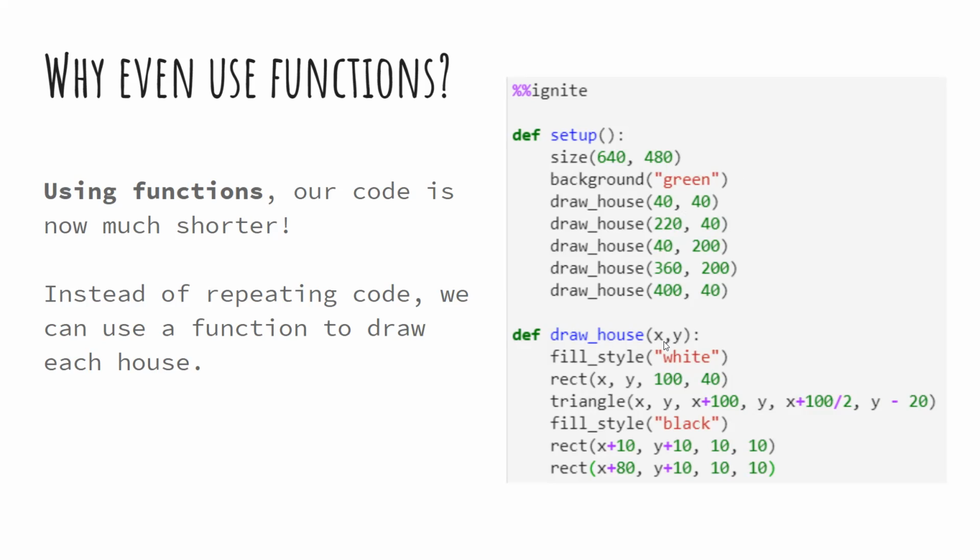What we're doing is taking two parameters, x and y, basically for the x coordinate and the y coordinate. Then for each of them, we are giving a fill style of white. A rectangle will be formed, a triangle will be formed, and all the other properties that are over here. Now we are calling this function draw_house inside of the setup function. Every single time we are giving in 40, 40, 220, 40. These are basically the positions, right? For x and y, so for the coordinates.